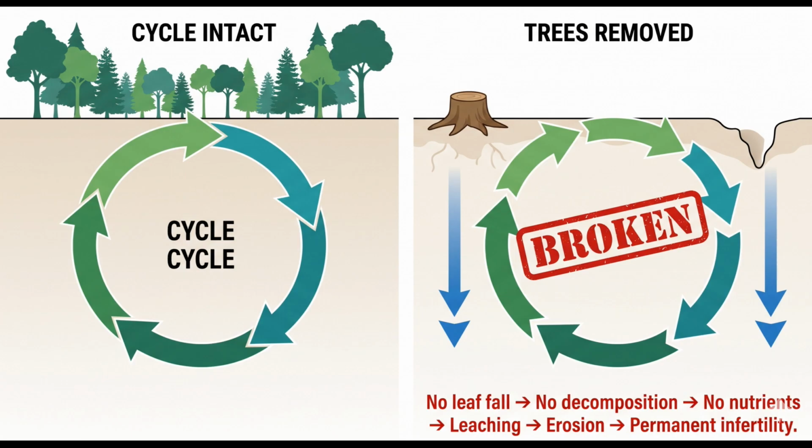Farmers who clear rainforest for crops discover this reality within a few years. The crops fail and they move on, clearing more forest. The damage compounds.